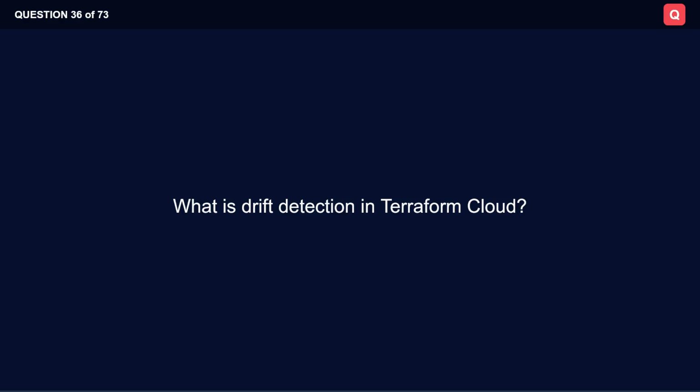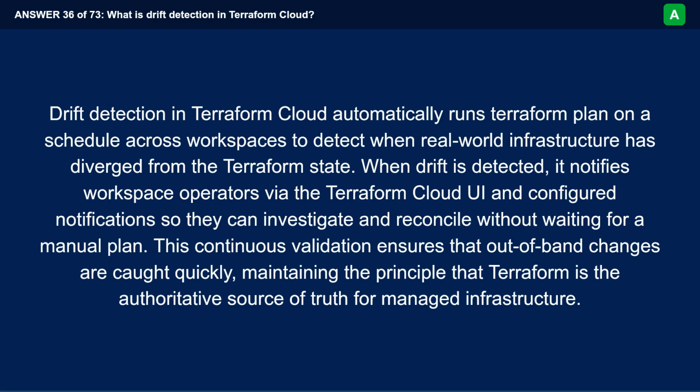What is drift detection in Terraform Cloud? Drift detection in Terraform Cloud automatically runs terraform plan on a schedule across workspaces to detect when real-world infrastructure has diverged from the Terraform state. When drift is detected, it notifies workspace operators via the Terraform Cloud UI and configured notifications so they can investigate and reconcile without waiting for a manual plan. This continuous validation ensures that out-of-band changes are caught quickly, maintaining the principle that Terraform is the authoritative source of truth for managed infrastructure.